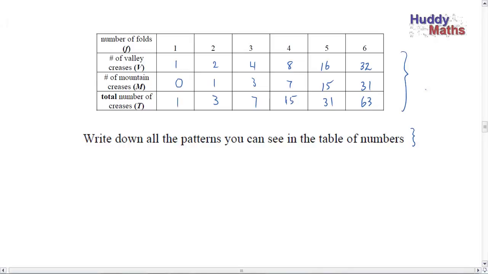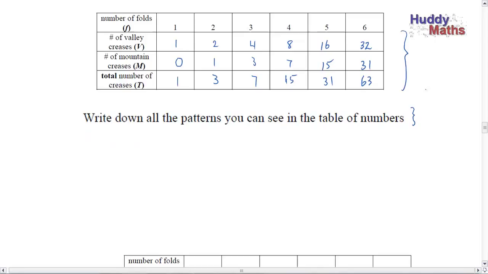Whatever. Now, we all want to start on the same page here, so I want everybody to start with this table. I want you to write down all the patterns you can see in the table of numbers, any of them. Like, what's this doing? How much is it going up? What's happening here as this line changes? Can you see any connections between lines? Anything like that. So pause the presentation now and see if you can write down all the patterns you can see. All right, we'll come back.